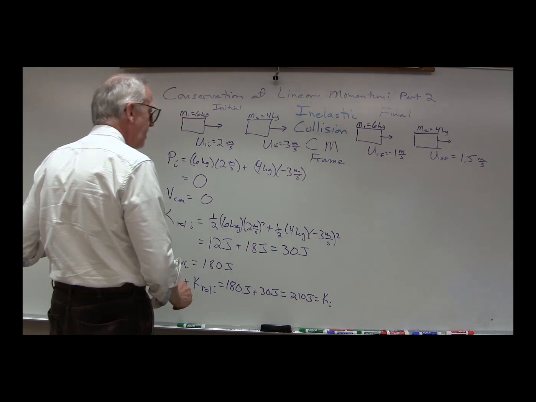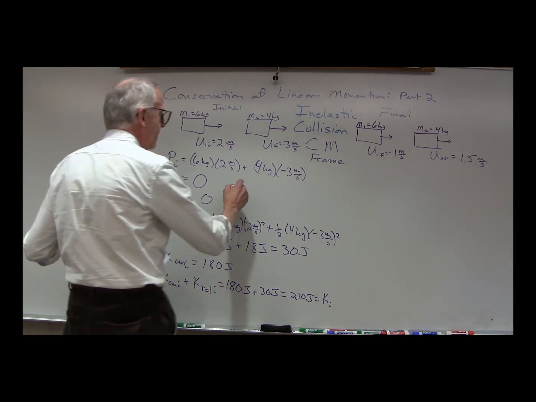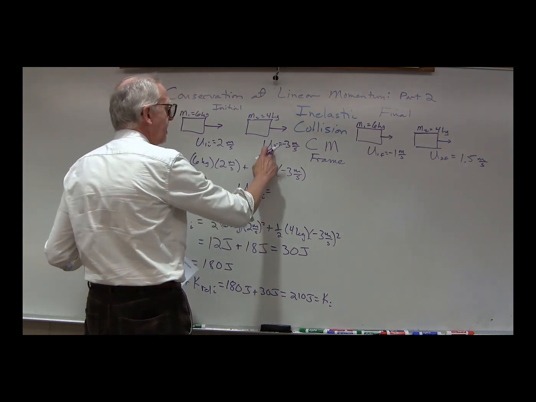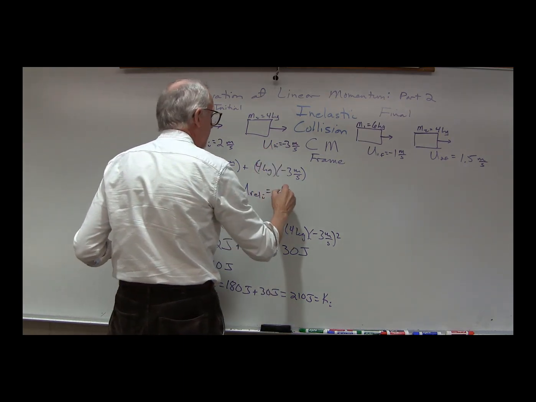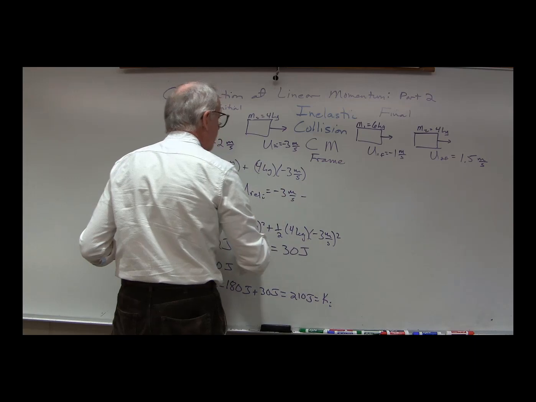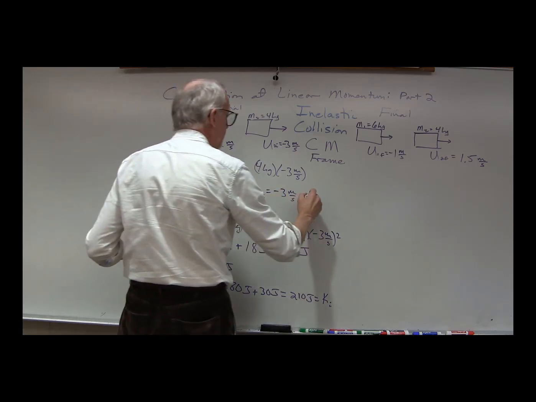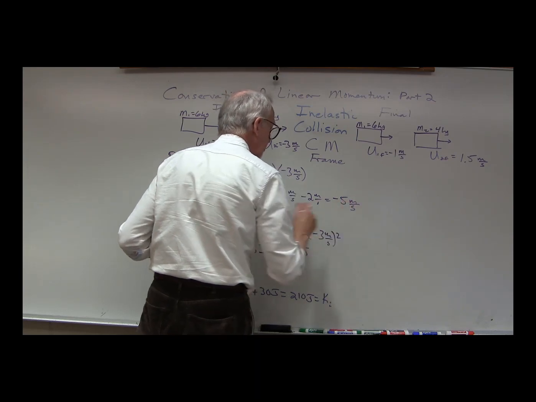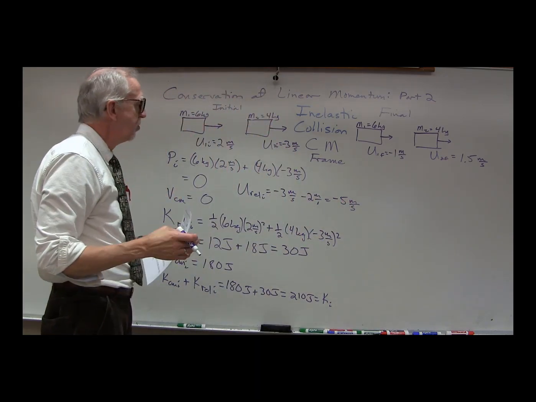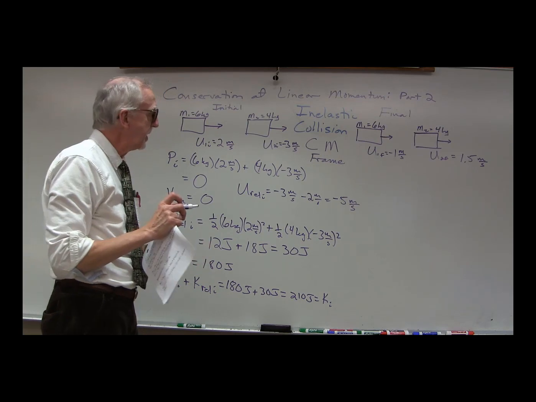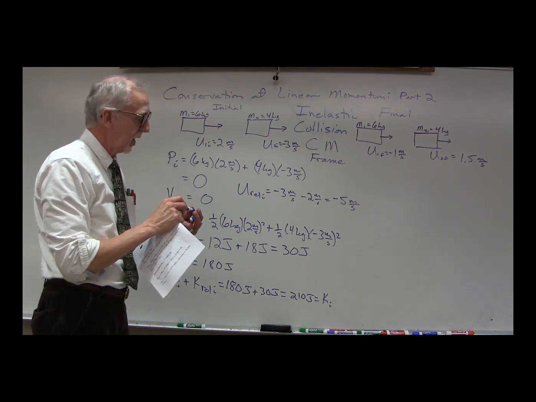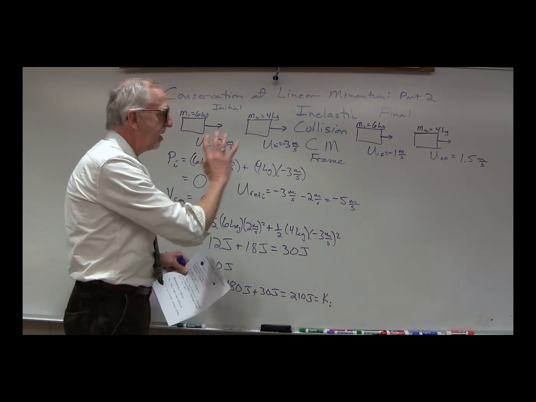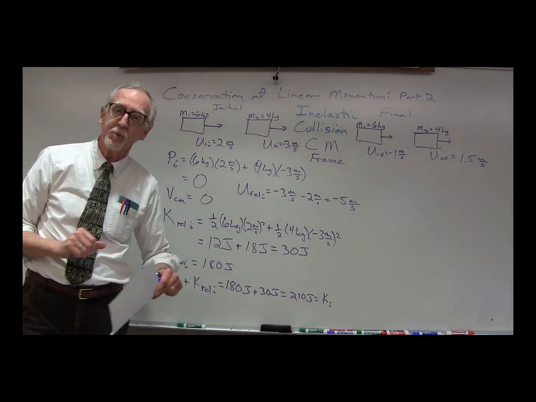And then one more. What is U rel? I'm running out of room down there, so I'm just going to put it up here. Initially, that's U2 initial, negative 3 meters per second, minus U1 initial, 2 meters per second, which is negative 5 meters per second. So same U rel as we had before for the elastic collision. Great. Let's do the same for the final situation.